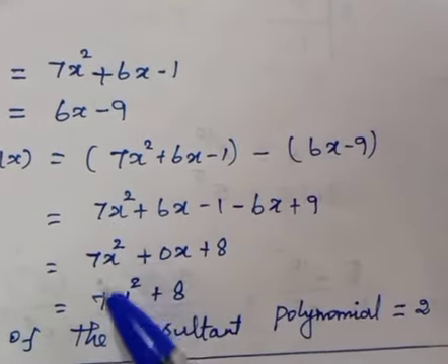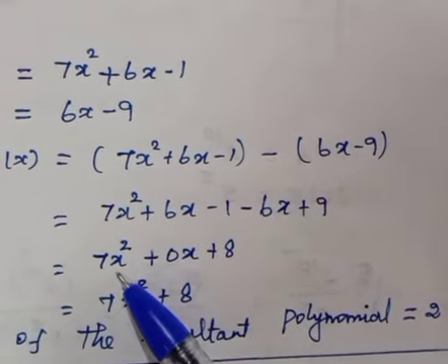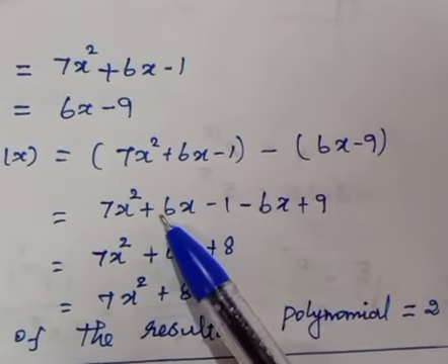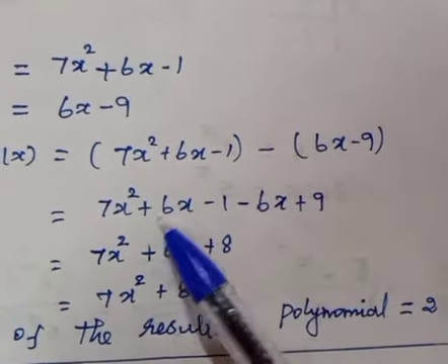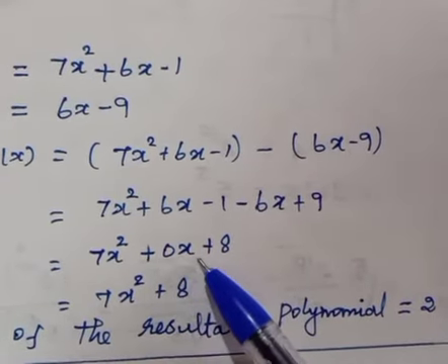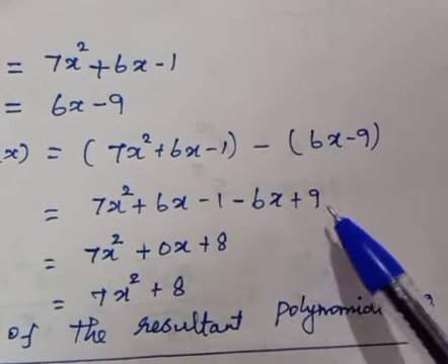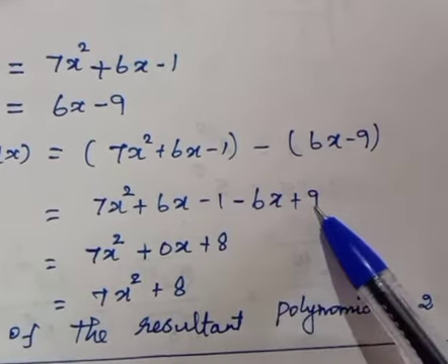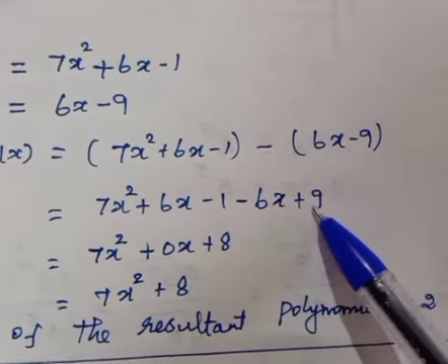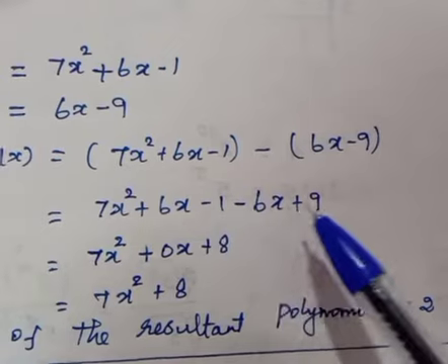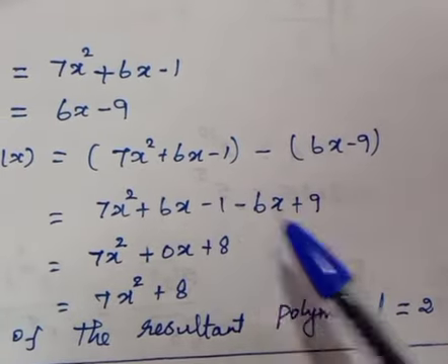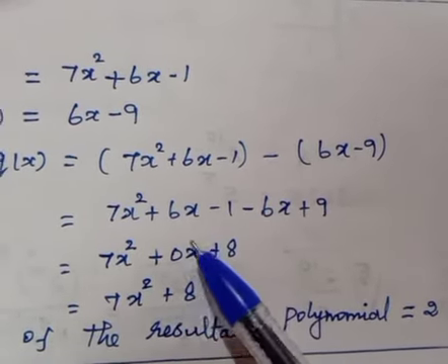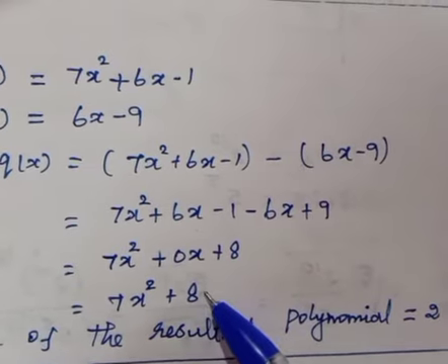So that is 7x square. For the x square term we have only one, so take 7x square. Here we have two x terms, plus 6x minus 6x, plus 6 minus 6 becomes 0, so that is 0x. Then minus 1 plus 9. These two have different signs, so you have to subtract the smaller number from the greater number. That is 9 minus 1, 8. The greater number's sign is plus. So 7x square plus 0x plus 8, which is written as 7x square plus 8.